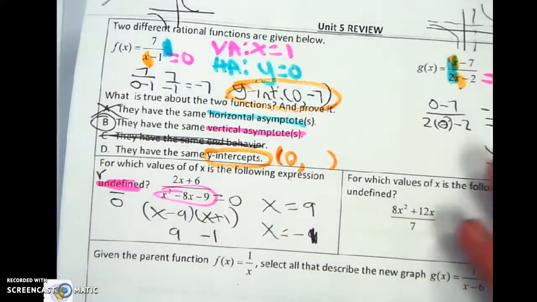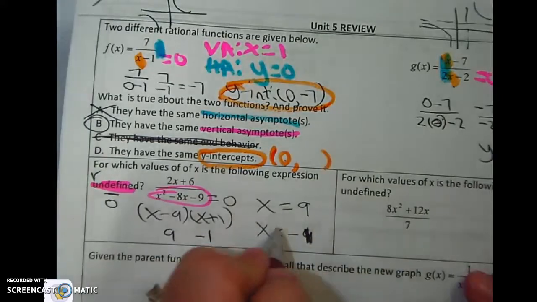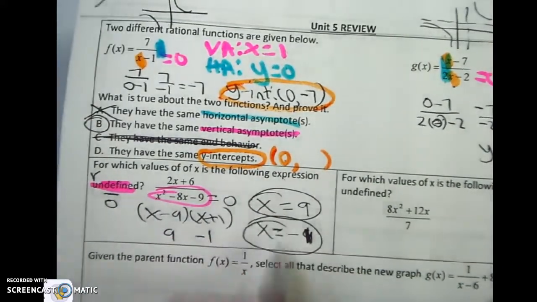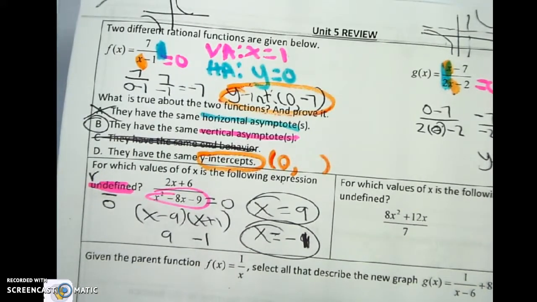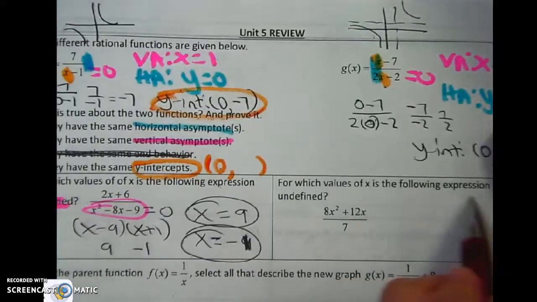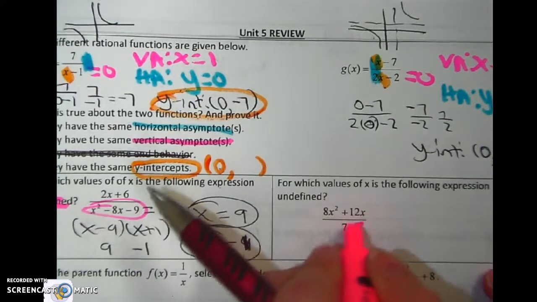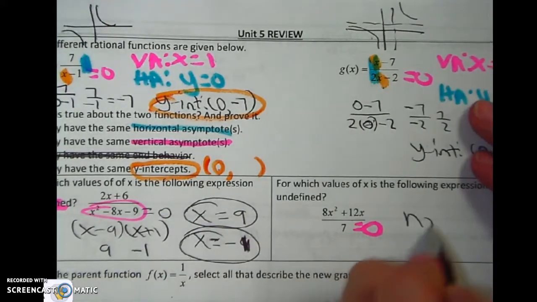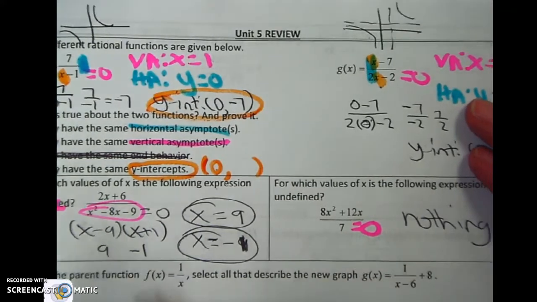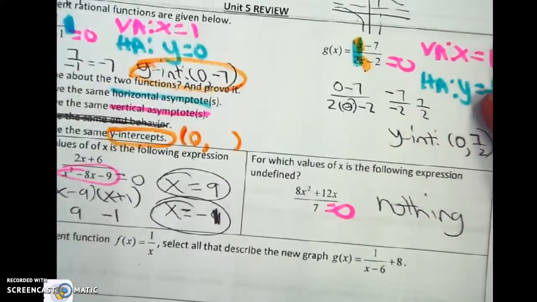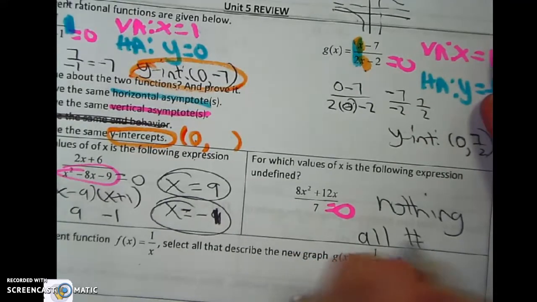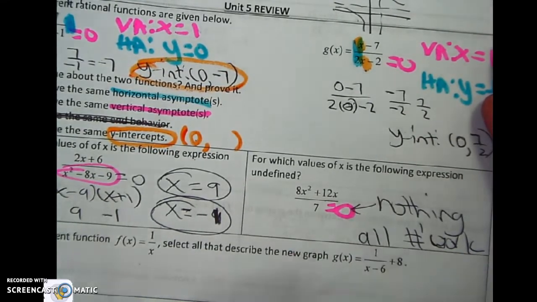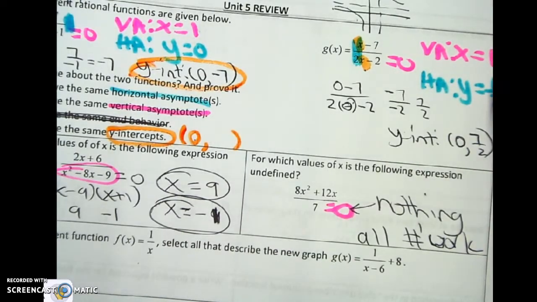I'm not asking to state the restrictions. I'm asking what values make those restrictions, which is why it's x equals. Okay? For which values of x is the following undefined? Set the denominator equal to 0. Well, there is nothing that makes it undefined, so nothing, which means every number in the whole wide world works. So all numbers work. There is nothing that makes that undefined, so all numbers work.